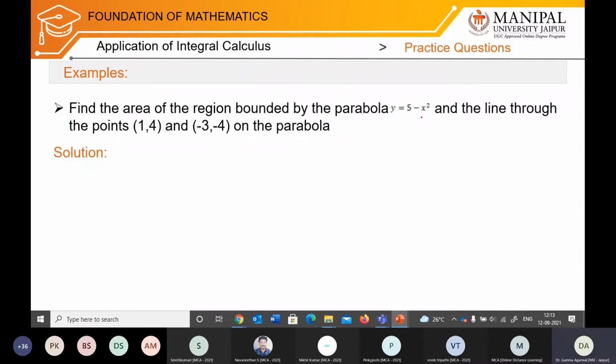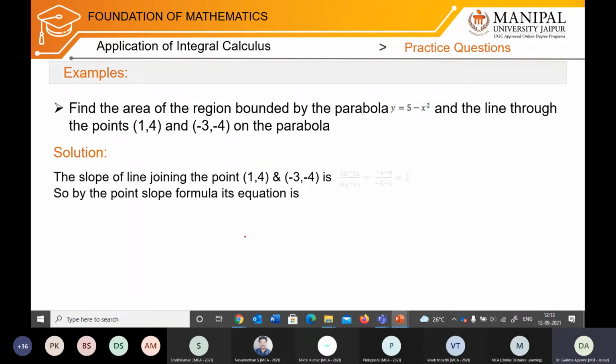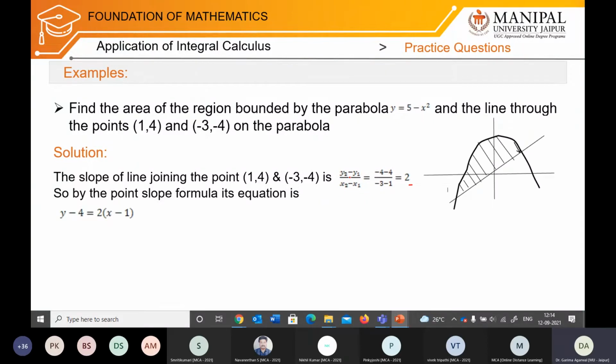Find the area of the region bounded by the parabola and the line through the points 1, 4 and minus 3, minus 4 on the parabola. Right. So the slope is y2 minus y1 upon x2 minus x1. So the equation of the line will be y minus 4 is equal to slope 2 times x minus 1. That will be the equation of the line. This one is the line. And the equation of the parabola is y equals 5 minus x square. So this is our parabola.